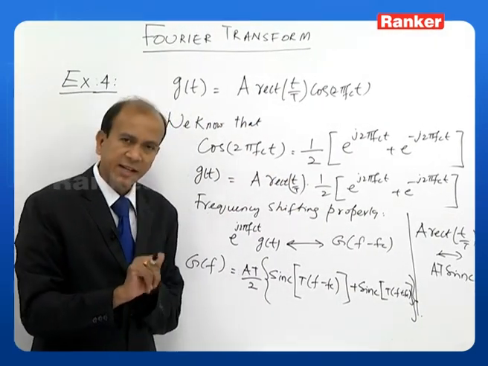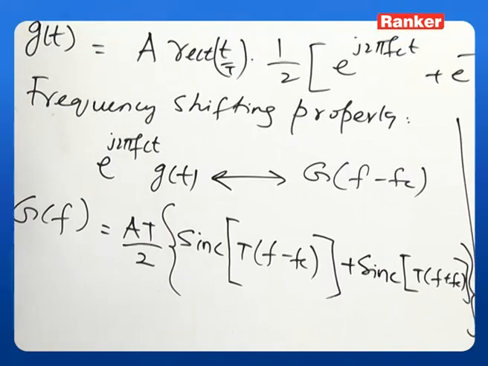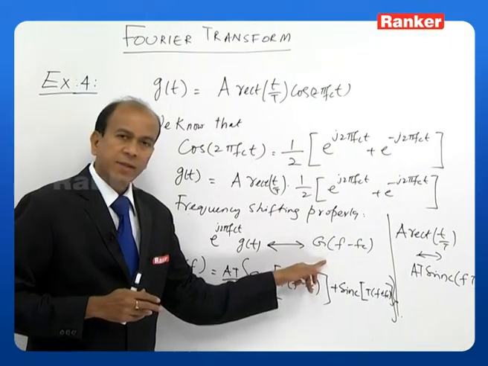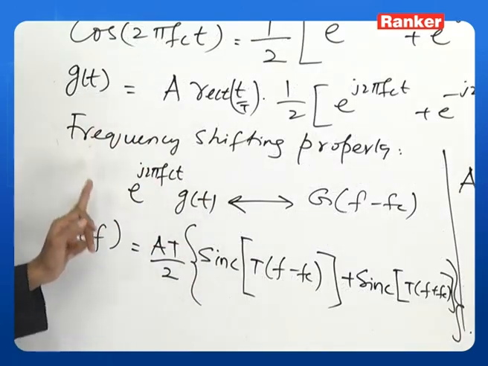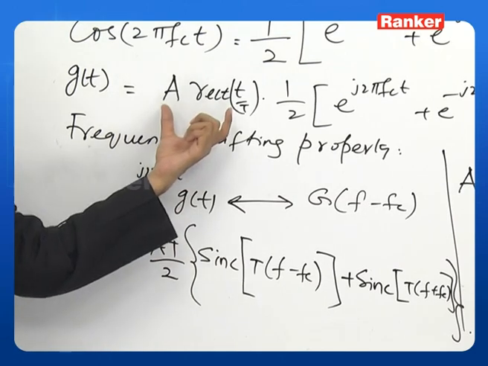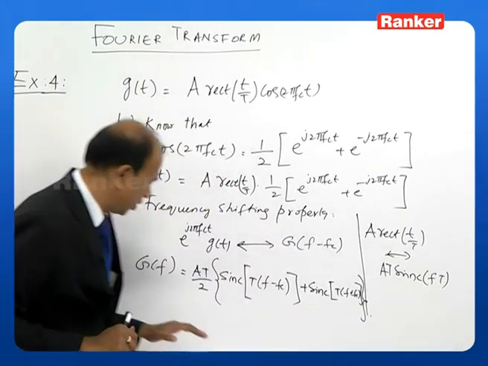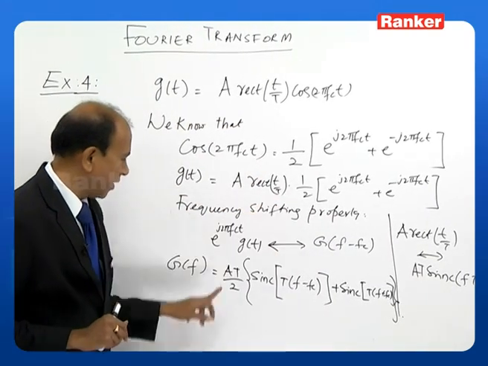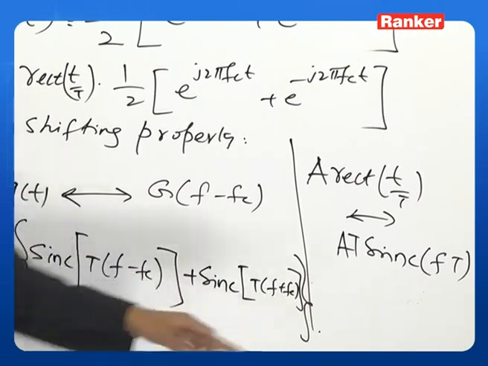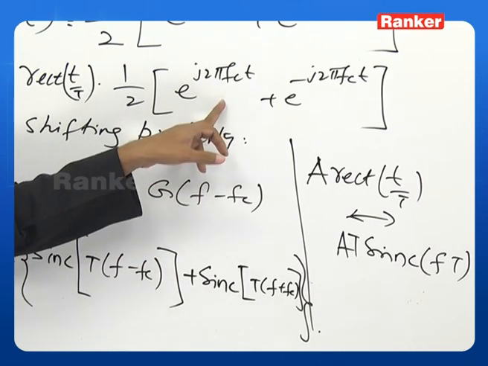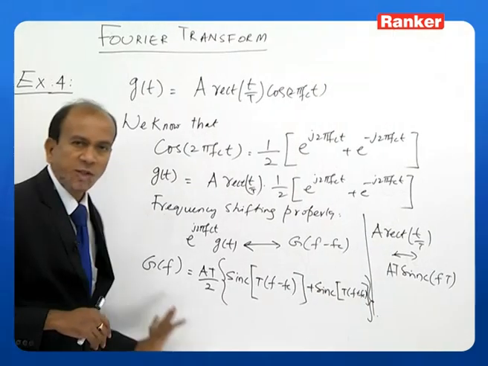So, what is it we have done here? We have made use of the frequency shifting property. That means, whenever in the frequency domain there is a shift in frequency, it will be equivalently multiplied by an exponential function e to the power of j 2 pi f c t in the time domain. Now, we have been given a g of t, and we have already identified this. So, it is A T sinc f T, which we have put here, and then the 2 we have taken here. So, it will be A T by 2 sinc of T of f minus f c plus sinc of T of f plus f c. So, this is a function which is getting multiplied by e to the power of j 2 pi f c t, and this is a function which is getting multiplied by e to the power of minus j 2 pi f c t. So, this is how it looks.